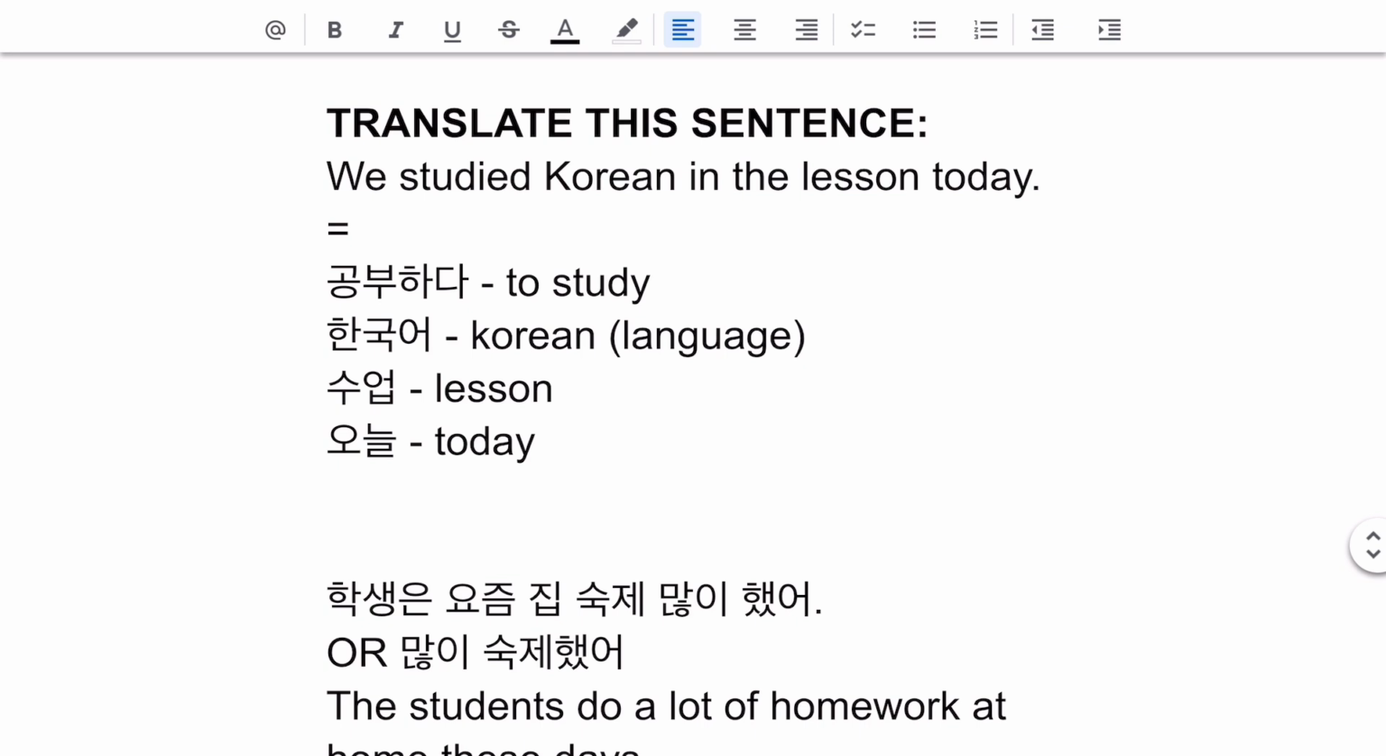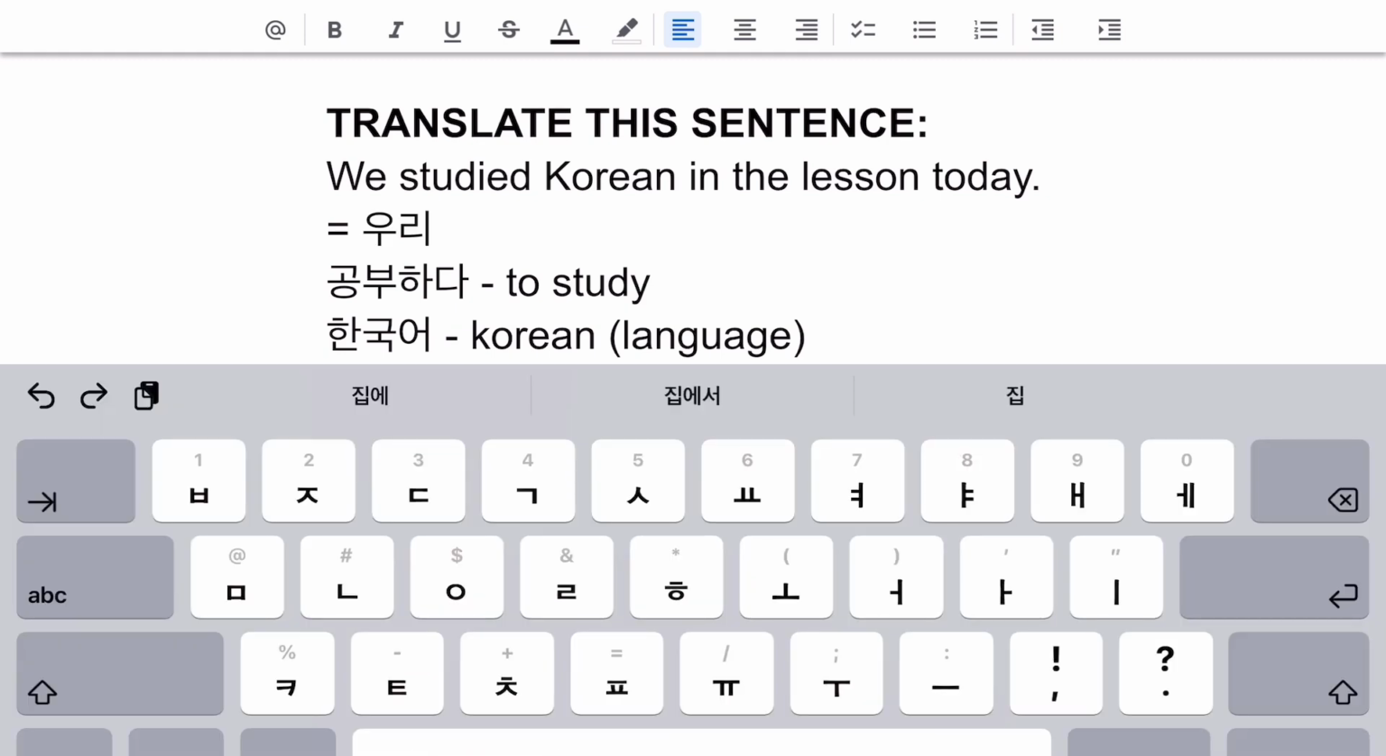Okay, so we're going to do something similar here. We studied Korean in the lesson today. So our order, we, 우리. Okay. Where did we study Korean today? In the lesson, 수업. What did we study in the lesson today? Korean. 한국어. How did we study Korean in the lesson today? We didn't specify something specific, like we didn't study hard or we didn't study quietly, so we can skip that part. And then to study goes at the end.